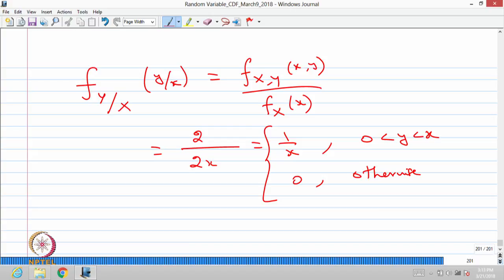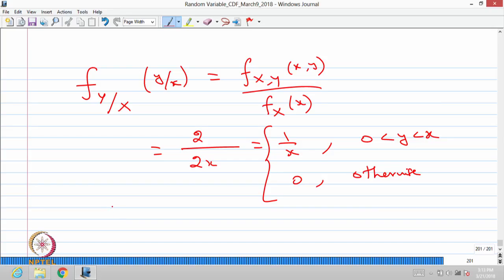Similarly, the conditional distribution of y given x follows a continuous type uniform distribution between the interval 0 to x. Here you have to treat small x as a constant.